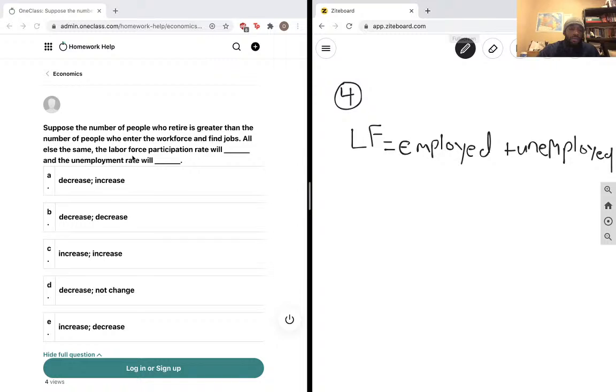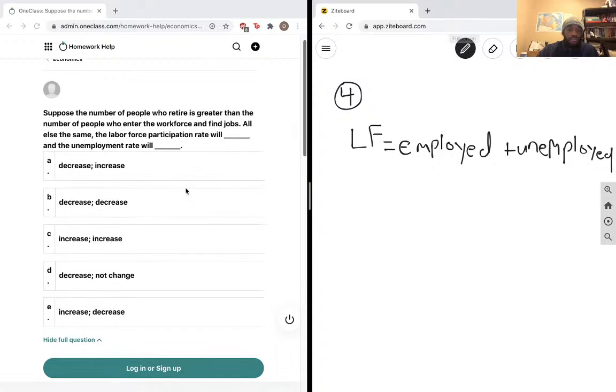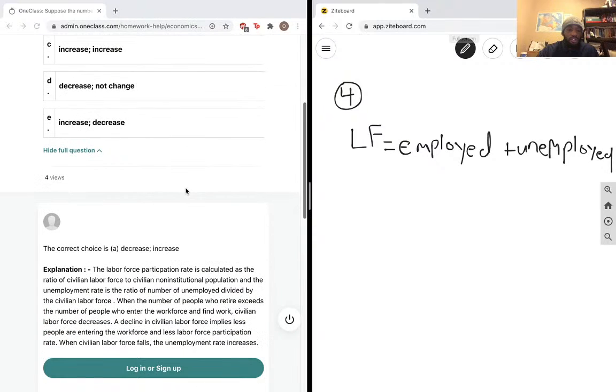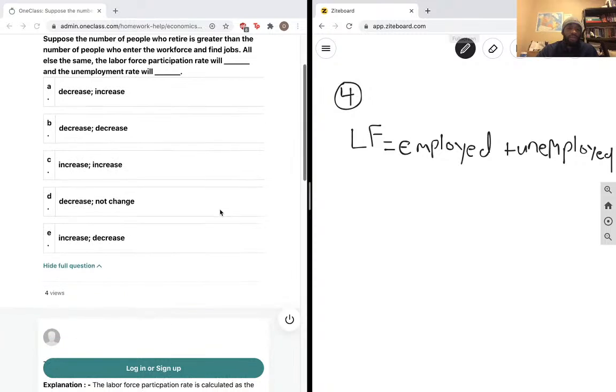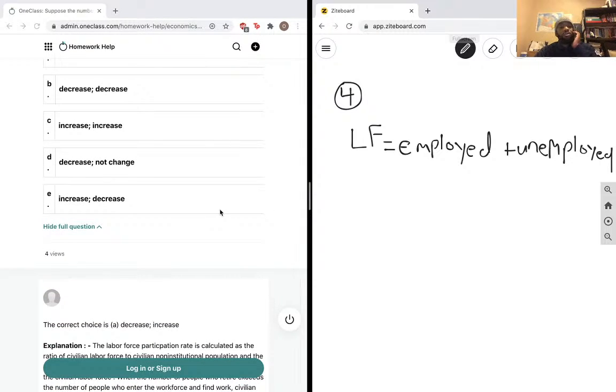All else being the same, the labor force participation rate should decrease because the people leaving are greater than the people entering, and the unemployment rate should also decrease, I believe. See what our tutor said? No, the unemployment rate should increase because there's more people in the labor force and the number of unemployed people didn't change. So the unemployment rate should actually increase.